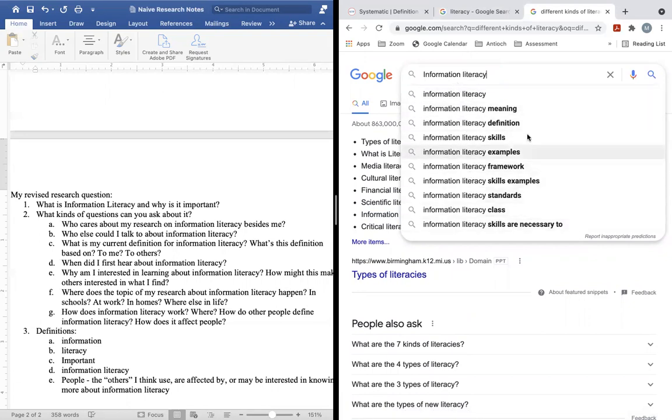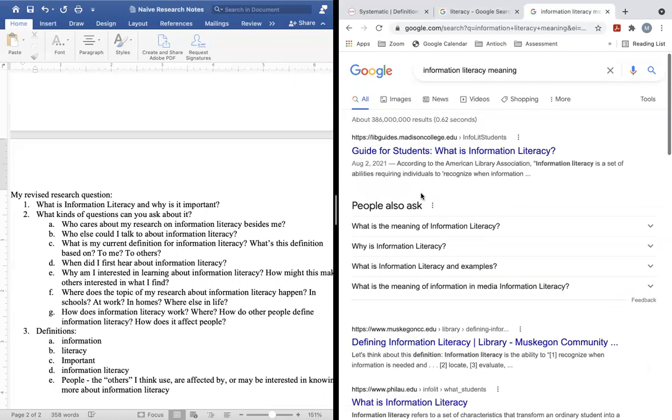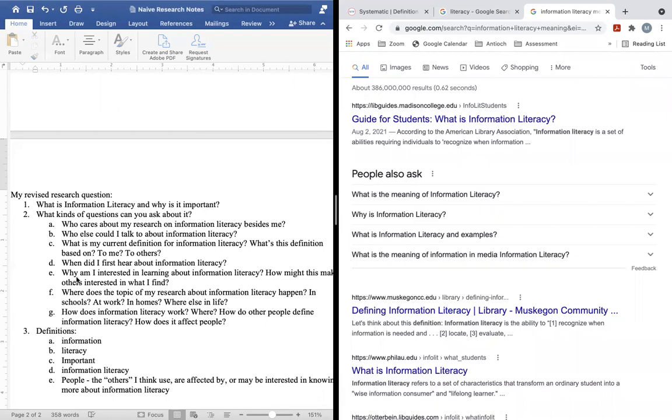So I would stop right here, either take a screenshot of this information, and then I can come back later and literally just scan what I get when I look at these different endings for the phrase information literacy. But right now, I just want a general idea of what is information literacy. And then look, here's a guide for students. So I'm like, oh, maybe information literacy is important for students. And I think I have one of those questions.